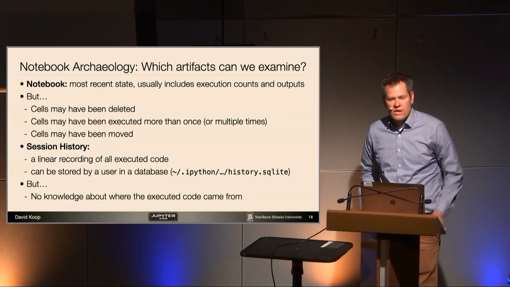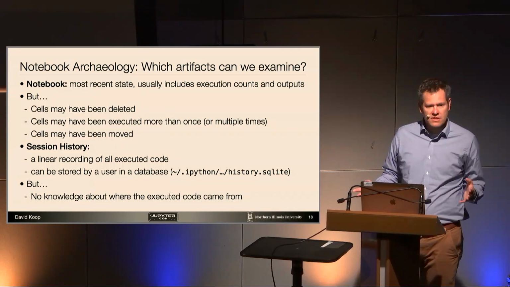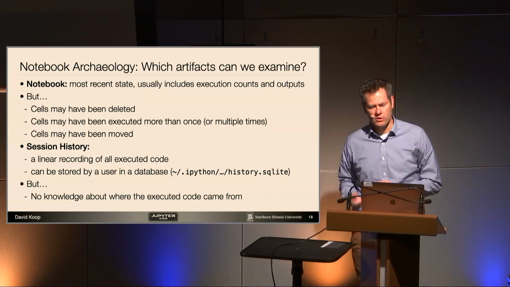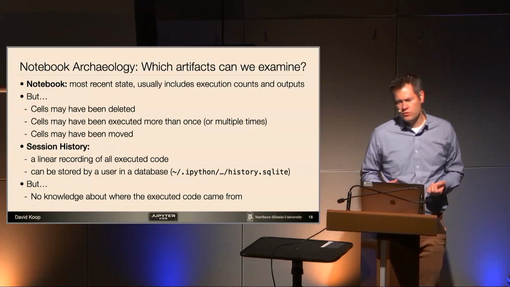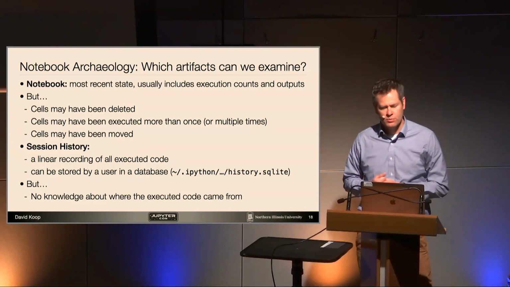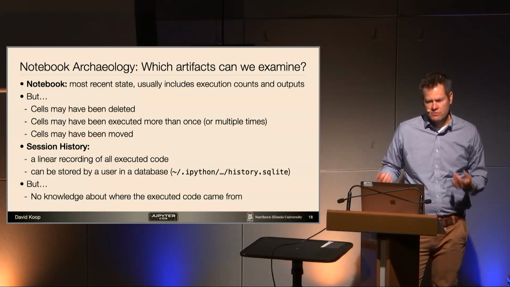So we have the notebook. That's an artifact that we can look at, right? It doesn't tell us everything because it doesn't tell us about when cells are deleted, or maybe they were executed more than once, or maybe when a cell was moved. We do have another artifact that sometimes exists with notebooks. It doesn't always live with the notebook, though, but it's the session history coming from IPython.